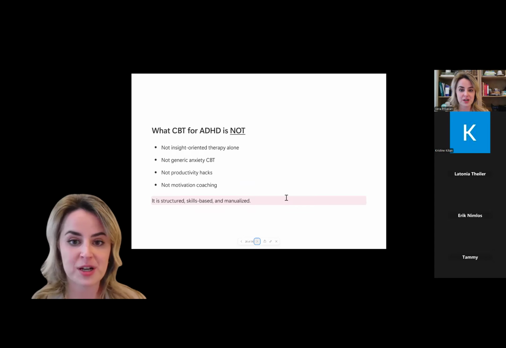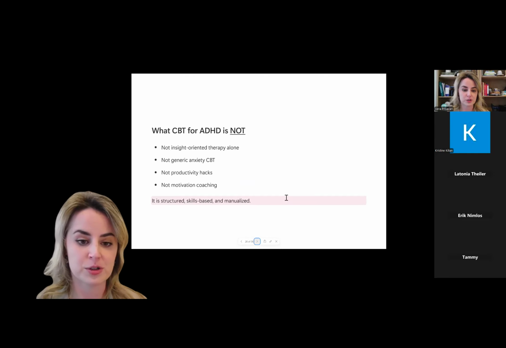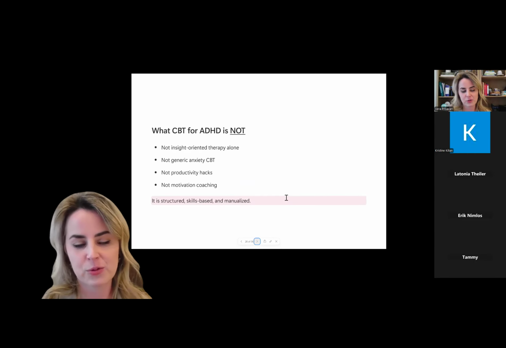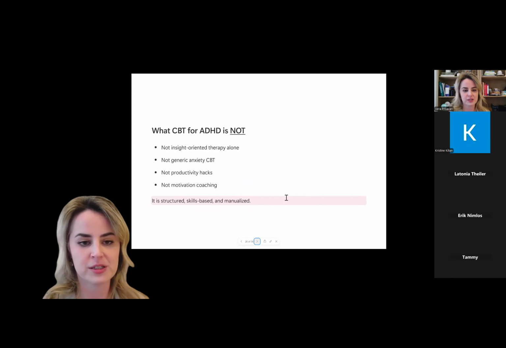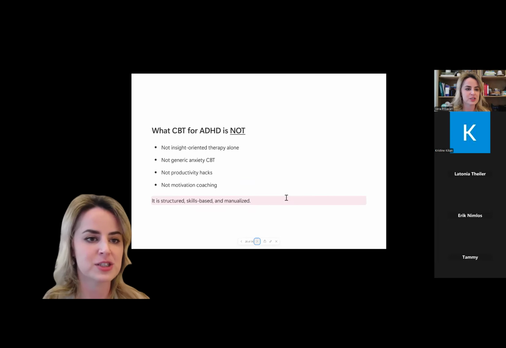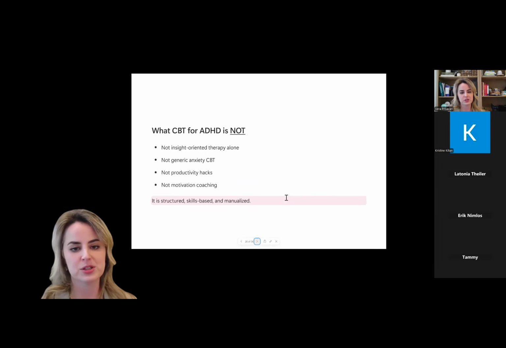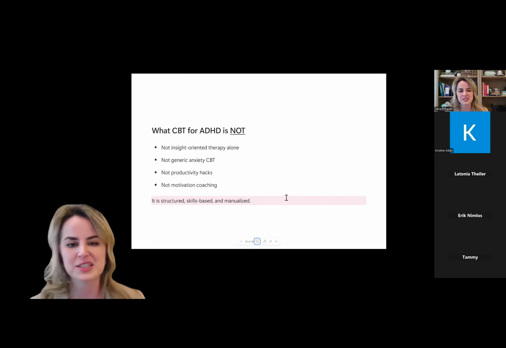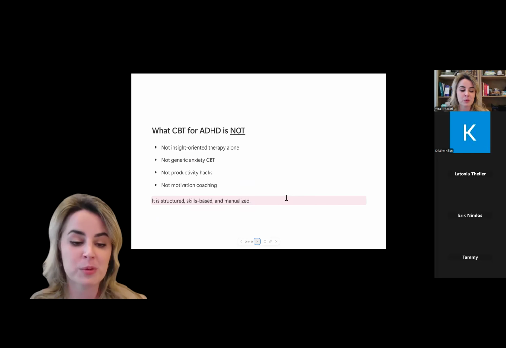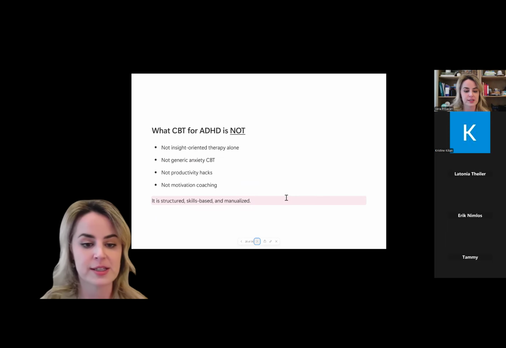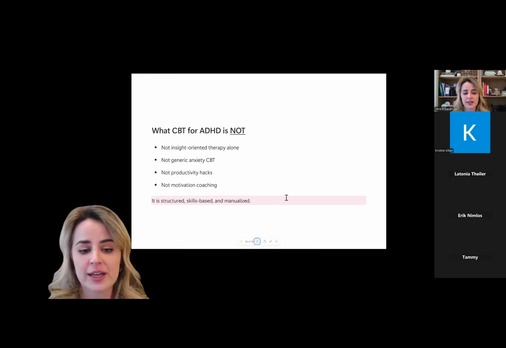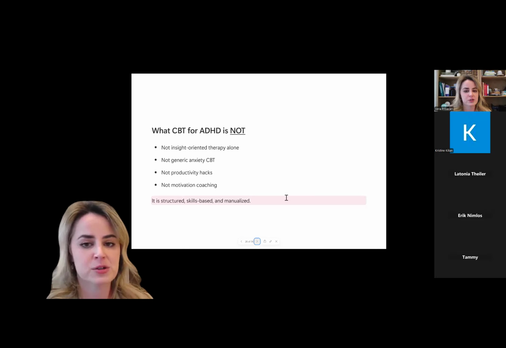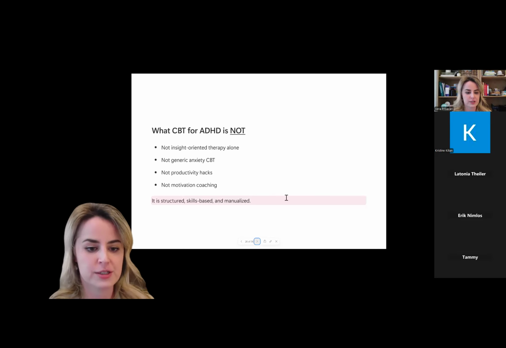So those were the five top tips from CBT for adults with ADHD. I want to make sure that we talk about what it's not. It's not insight-oriented therapy. I mean, there's lots of great therapists that will delve deep into, do you understand your symptoms? Do you understand how you're contributing to them? How your problem's manifesting? But they're probably not doing CBT for ADHD if they're doing just insight-oriented. It's also not generic anxiety CBT or CBT for any other disorders because it's so specific to focus and organization.